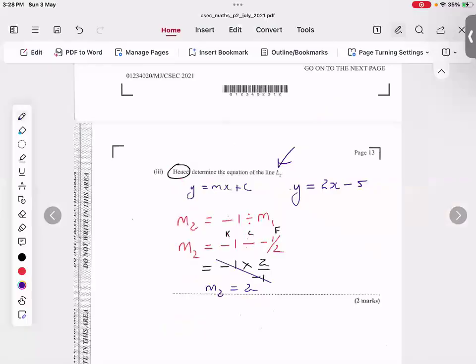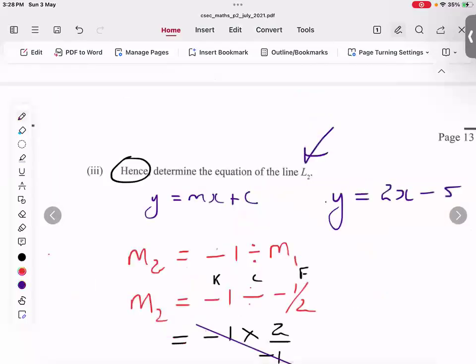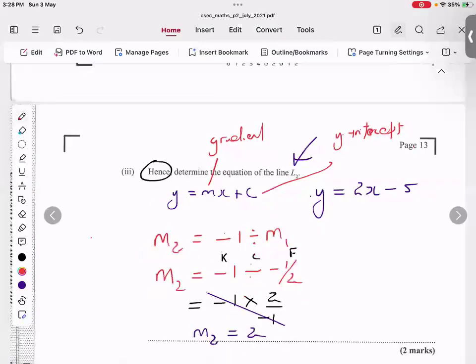Okay, because remember, in y equals mx plus c, m is your gradient, and c is known as your y-intercept. It represents the point on the y-axis where the line crosses.